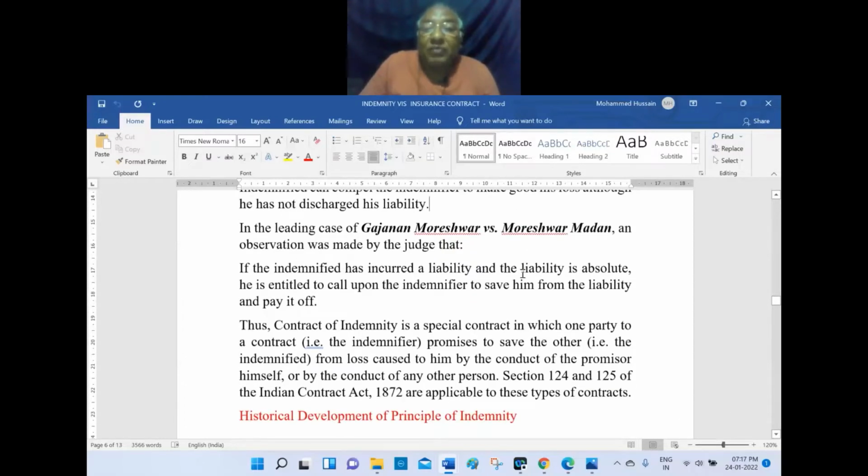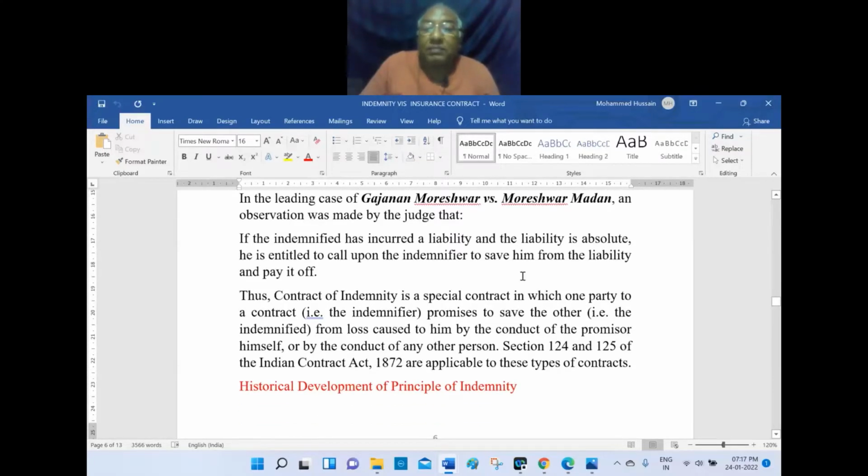In the leading case of Gajanan Moreshwar versus Moreshwar Madan, I repeat, Gajanan Moreshwar versus Moreshwar Madan, an observation was made by the judge that if the indemnified, the policyholder, has incurred a liability and suffered a loss, and the liability is absolute, he is entitled to call upon the indemnifier. Who is the indemnifier? The insurer, the stakeholders. Is it clear?